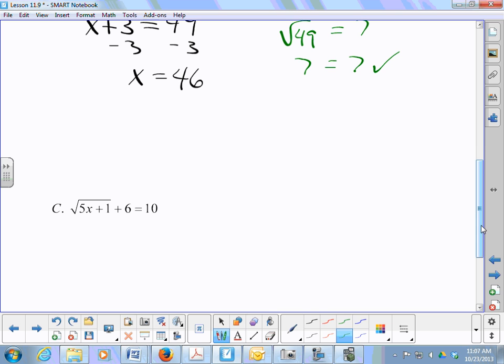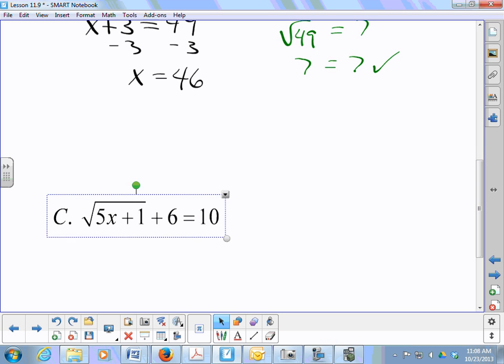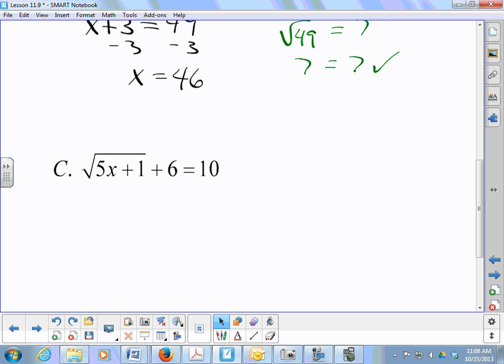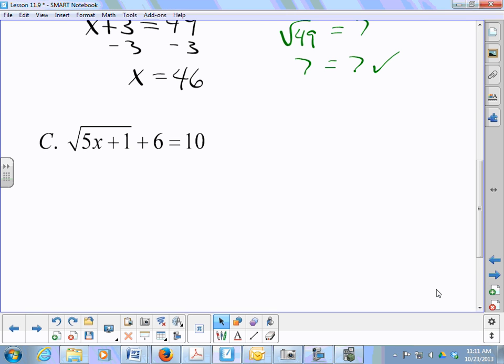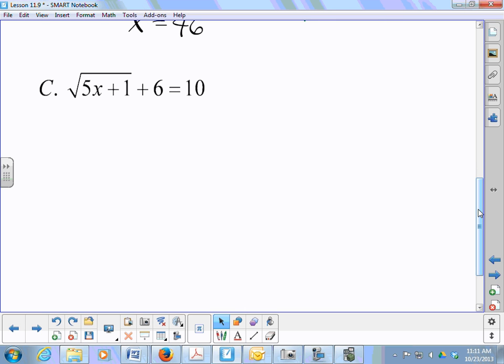Oh, we got another one down here. All right, so what do we say? Step one is to isolate the radical. That means if there's anything else on the same side as the radical, I have to get rid of it. So in this situation, I need to get rid of this 6 first. You must do it that way. If you don't, your answer will more than likely be incorrect. If you get it right, I would be amazed in this case.